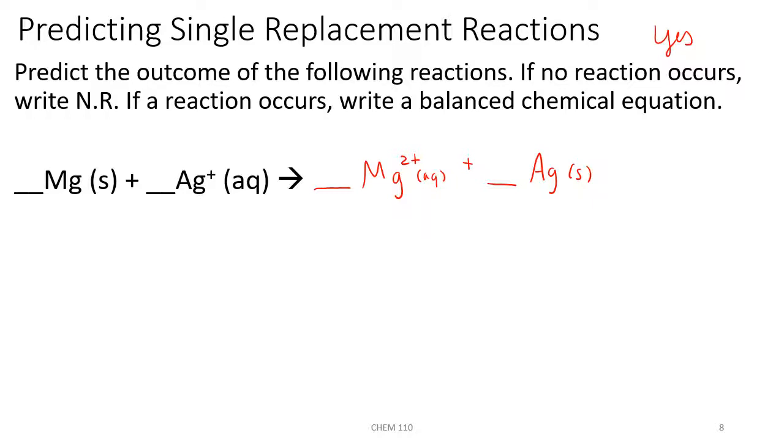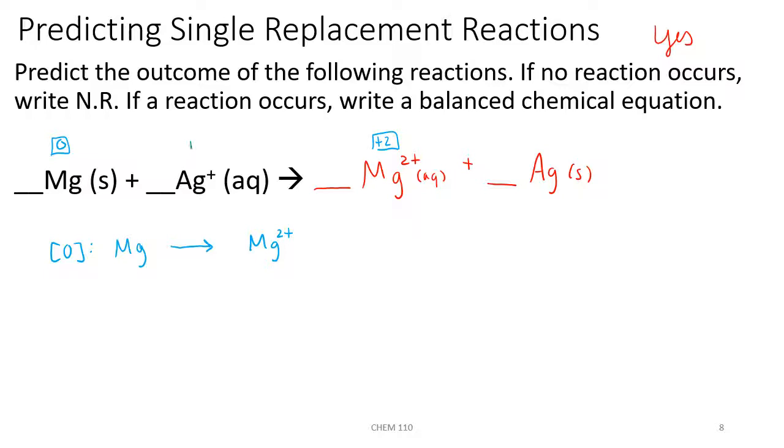Now that we predicted the products and we determined that the reaction will occur, let's determine our two half reactions. Magnesium on the left has a 0 oxidation state, and on the right it has a +2 oxidation state. So therefore magnesium was oxidized. Our magnesium went from a 0 oxidation state to a +2.